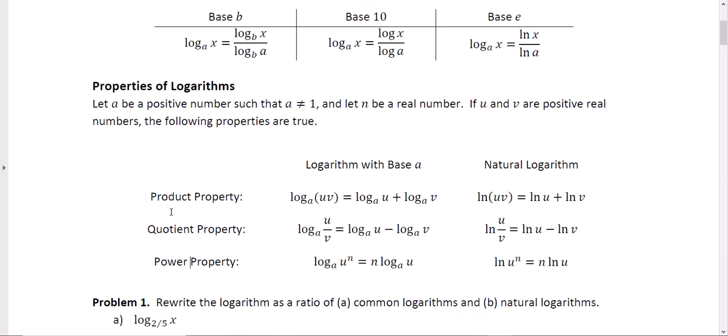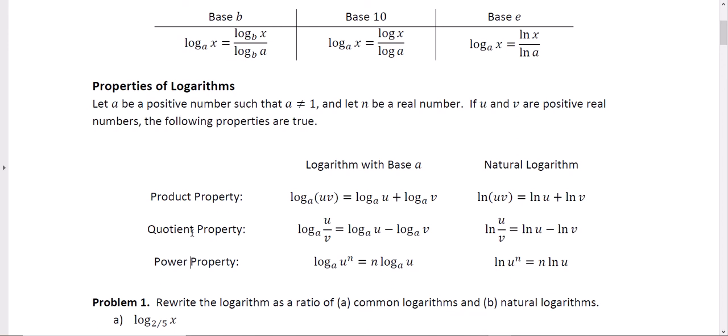So the product property says that if you're multiplying two things with the same base, you add their exponents. All a log is an exponent. So log base a of u times v is equal to log base a of u plus log base a of v. Similarly with the natural log.